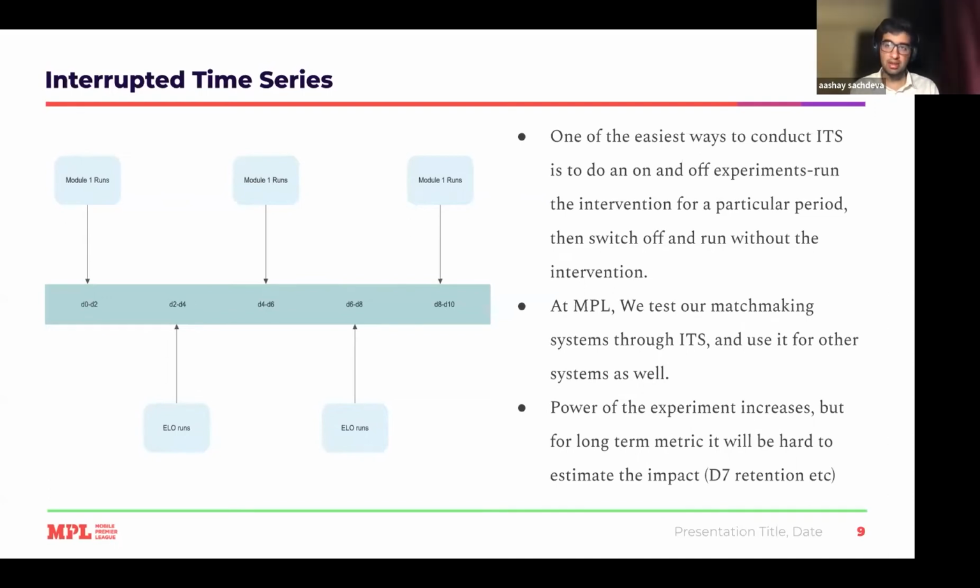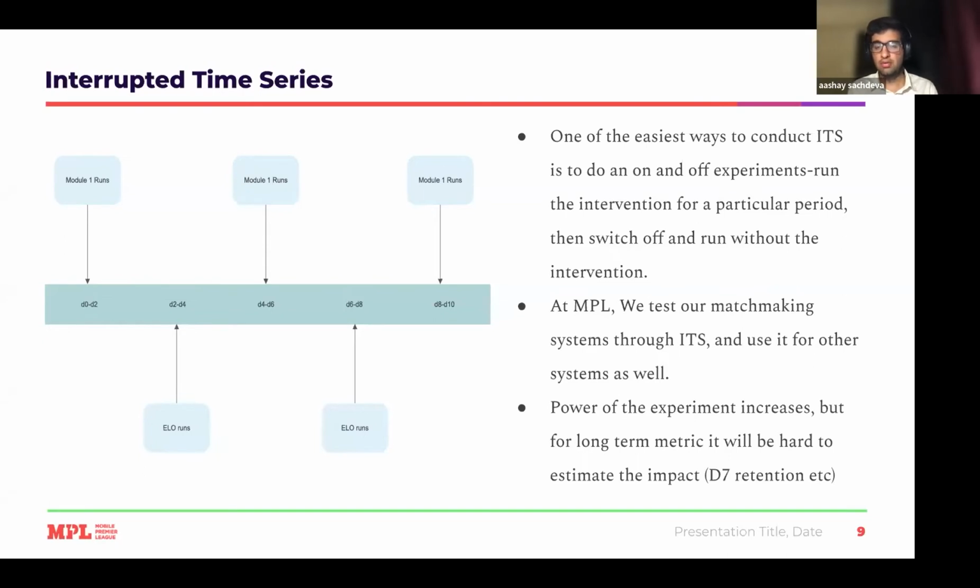Now, the problem with this kind of experimentation is that it's easy to attribute some of the metrics which are very straightforward. Of course, the matchmaking system affects our D1 retention and our win rates, so those are fairly straightforward to calculate. But what if you want to study long-term metrics like your day 7 retention or your monthly retention and stuff like that? This system makes it extremely hard to do those kinds of metric tracking.